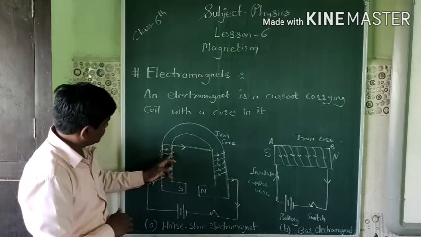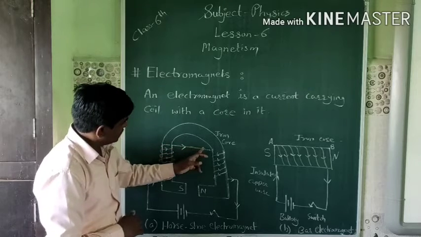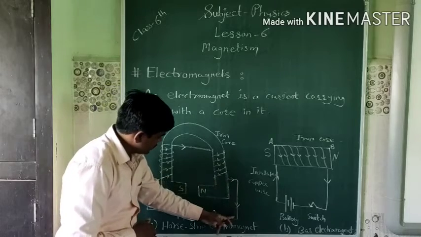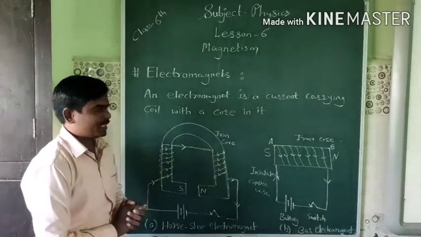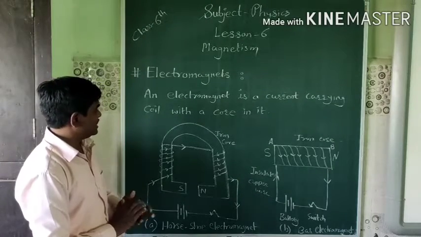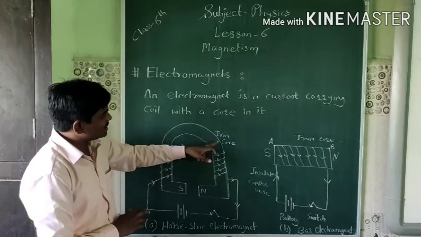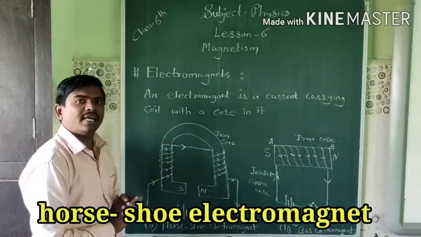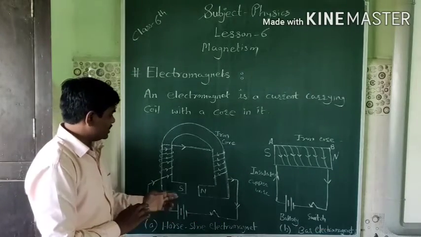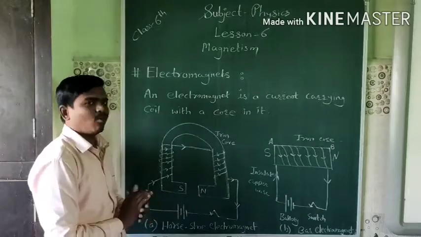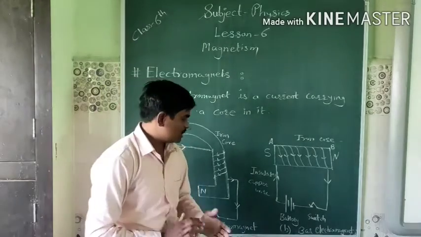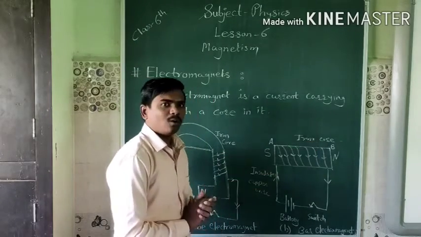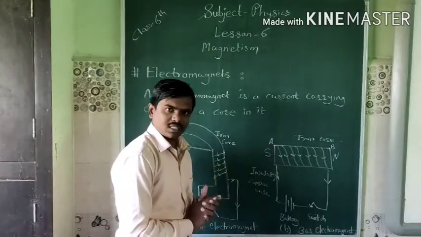Through this coil the current is moving in this direction. It comes out and touches the negative terminal of the battery. So current is carried in this coil having the iron core. It is called a horseshoe electromagnet and has this north pole and south pole. Here students, it is a bar electromagnet having the iron core inside these coils.